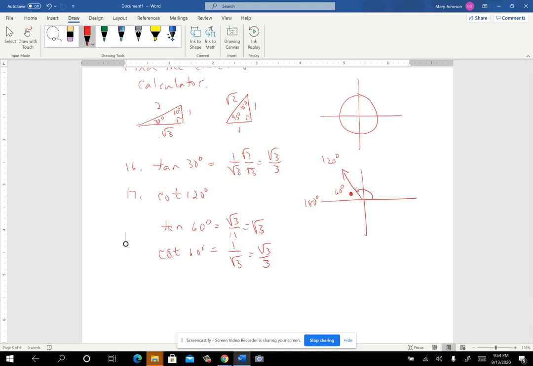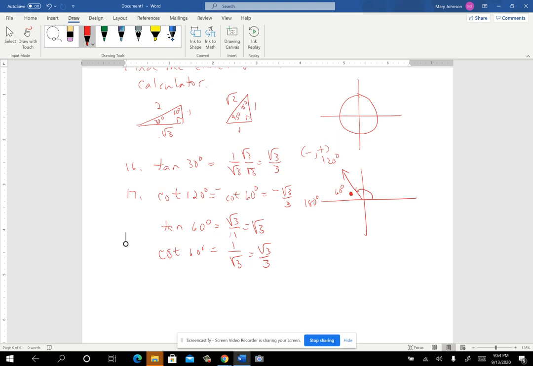So I have to think about the fact that if I'm in that quadrant, the coordinates of those points are negative, positive. So tangent and cotangent are both going to be negative in that quadrant. So this is going to be negative cotangent of the reference angle, which is negative square root of 3 over 3. All right, let me take that a little slower, because I don't want you just typing this in on your calculator.